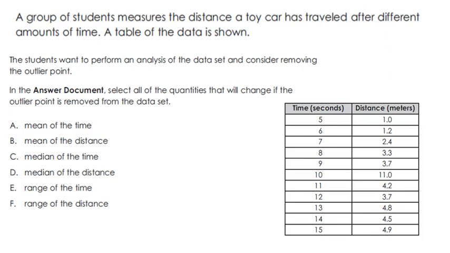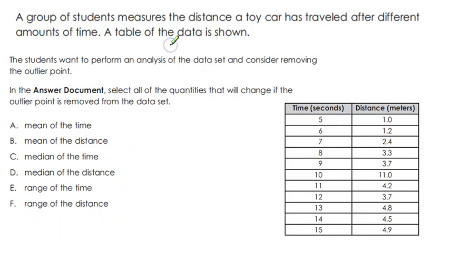All right, our next question. A group of students measures the distance a toy car has traveled after different amounts of time. A table of the data is shown. The student wants to perform an analysis of the data set and consider removing the outlier point. In the answer document, which I know is kind of a dated example question, select all of the quantities that will change if the outlier point is removed from the data set.